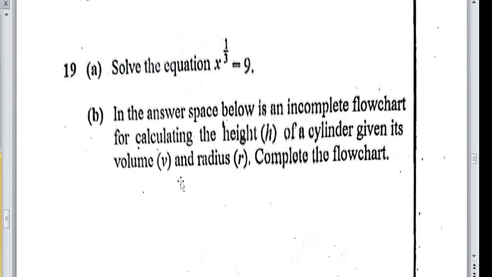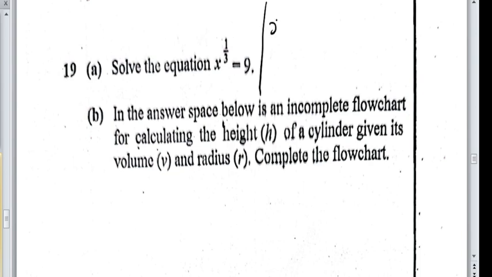Okay, proceed. We look at question 19. Now question 19 is the first part. We have an equation there. Solve the equation. So that's the equation that we need to solve. Now that one is straightforward. This is how we would solve it.